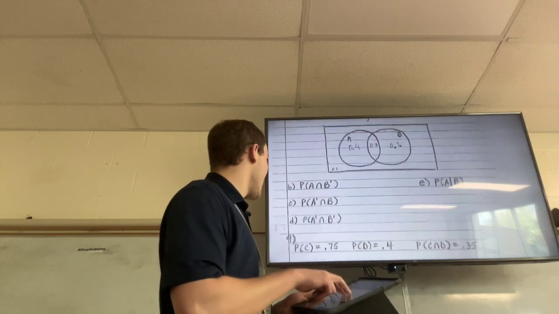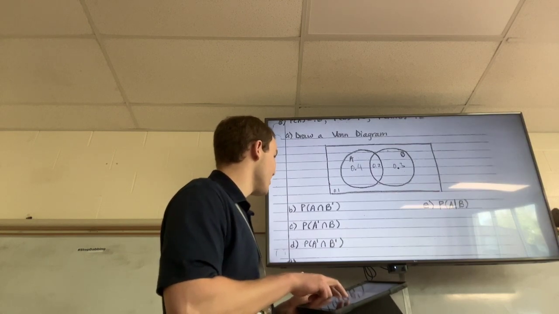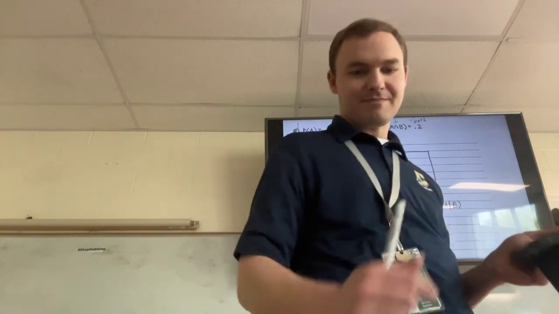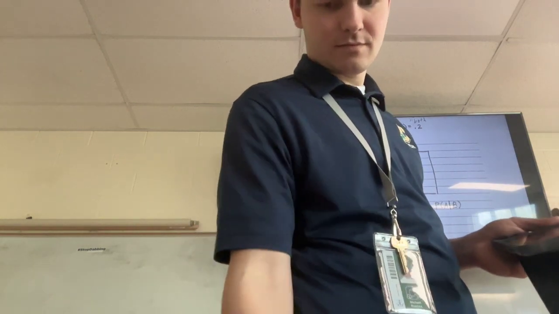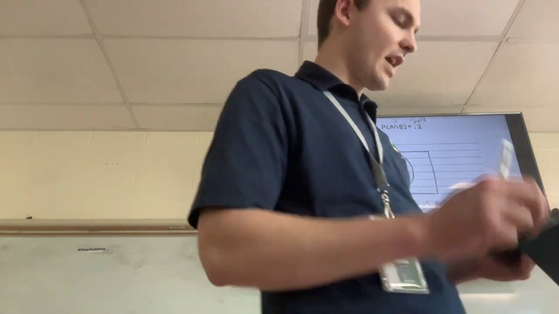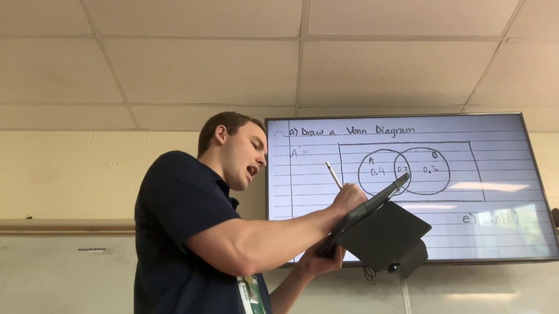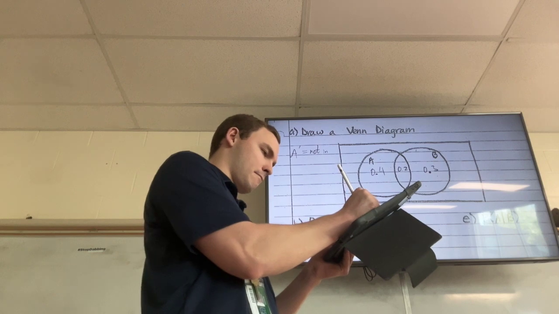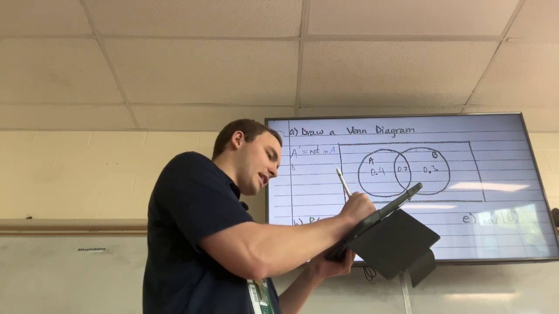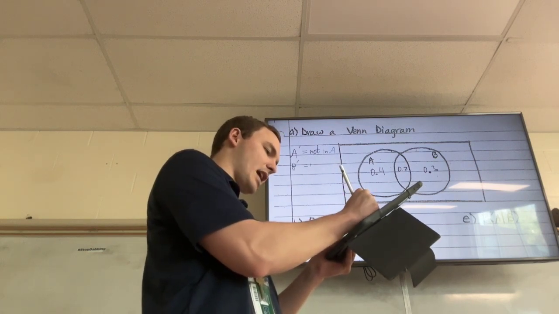Another little trick I've got to give you here. Another thing I need to explain: A prime means not in A. B prime, that's a little apostrophe, means not in B.